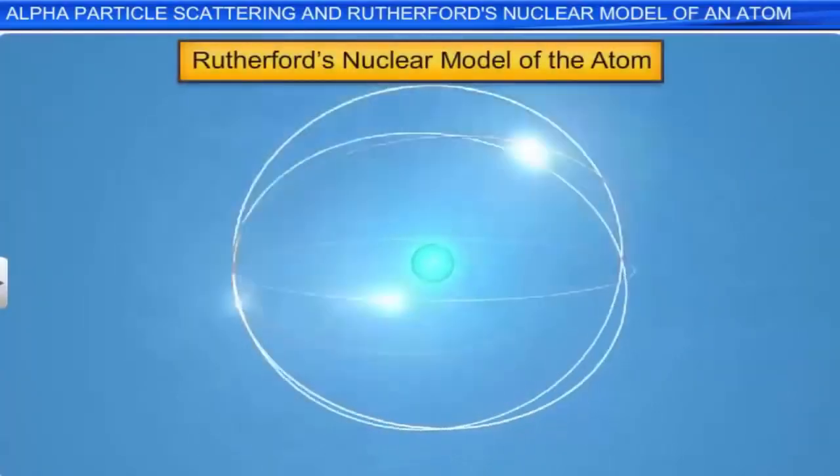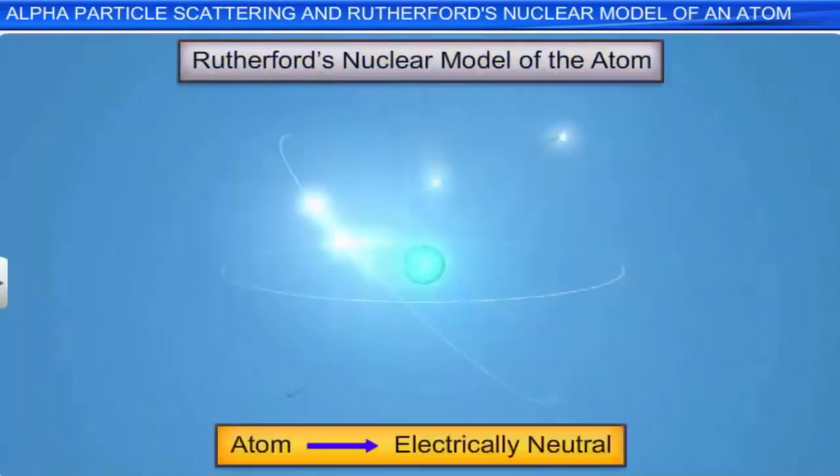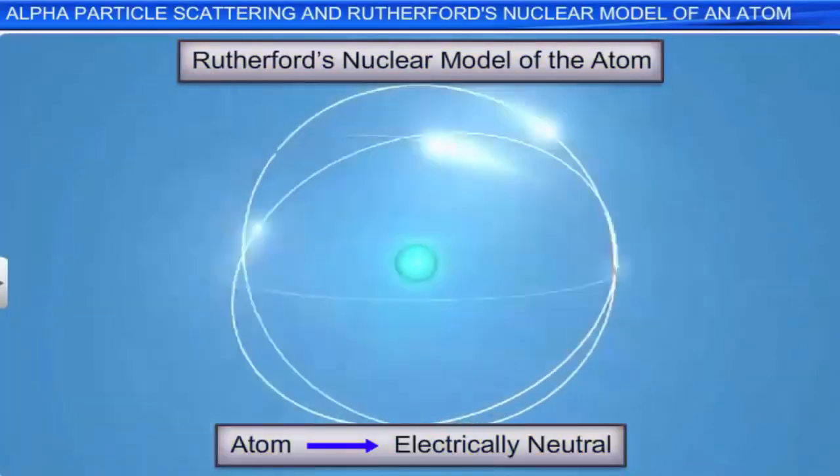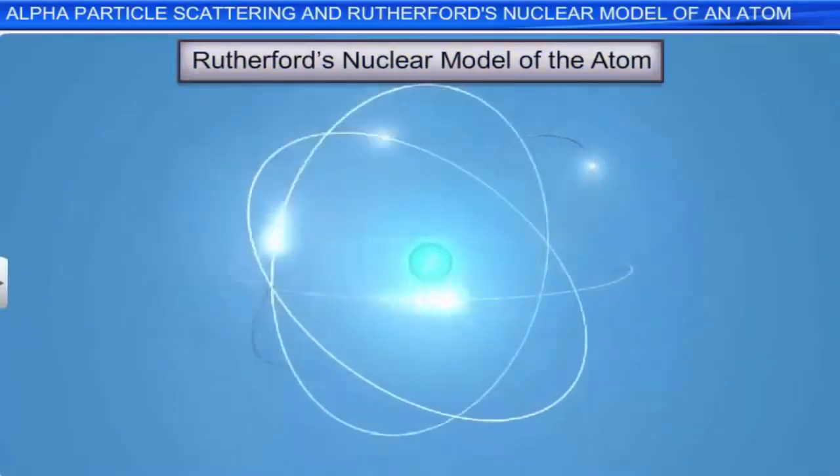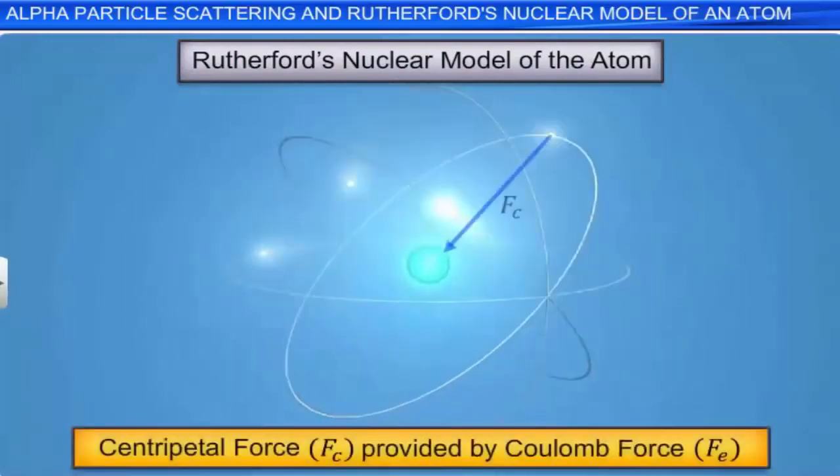According to the Rutherford model, the atom is electrically neutral. It was proposed in the Rutherford model of the atom that the centripetal force Fc on the revolving electrons was provided by the Coulomb force Fe of attraction between the electron and the nucleus to keep them in their orbits.